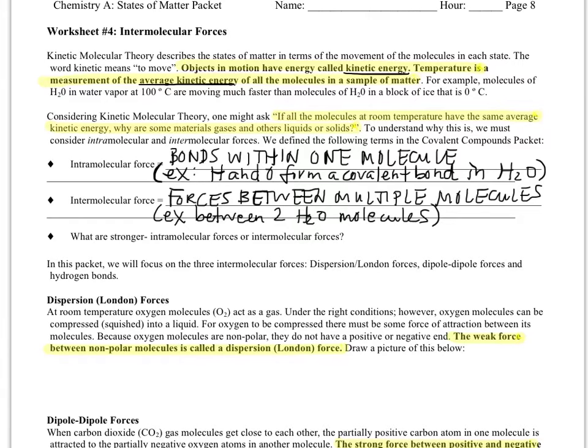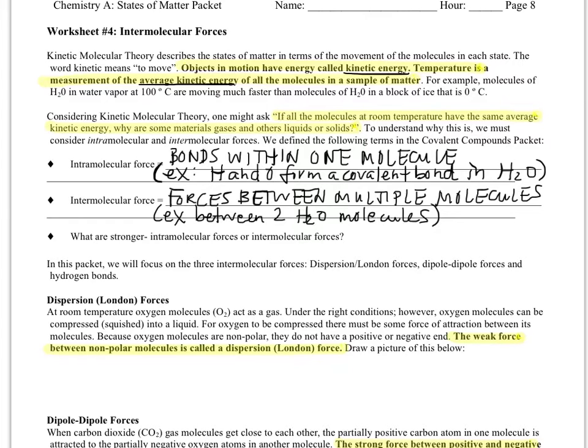We look around a classroom that's at room temperature, and some things are gas, like the air, and some things are liquid, like water, and some things are solid, like our desk. So why is that? Well, we have to think a little bit about the specific types of intermolecular forces that are holding together the molecules in those different materials, and that'll be our answer.